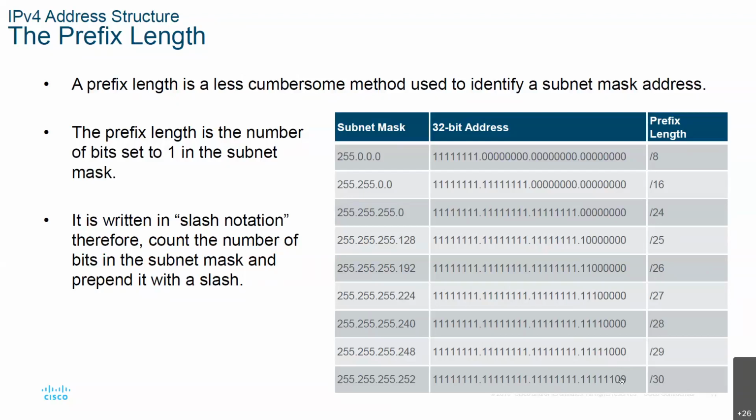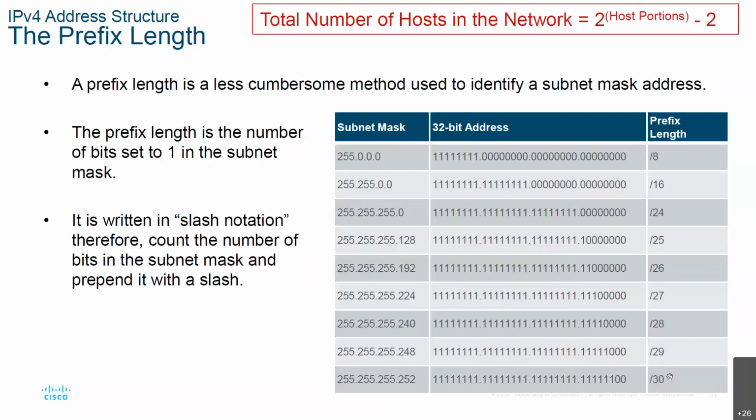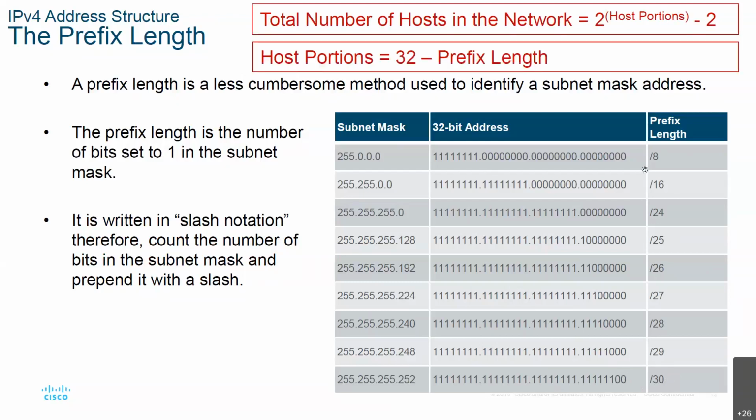Now you may ask, why do we need this? Who's going to use this? There is a use. We'll look at it today to understand it better. So applying the formula, we know that the total number of hosts in the network is equal to 2 to the power of host portion minus 2. I've already taught you this. So how do you calculate the host portion? Very simple: 32 minus the prefix length.